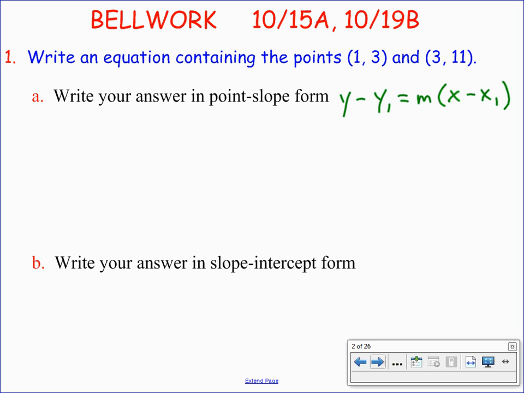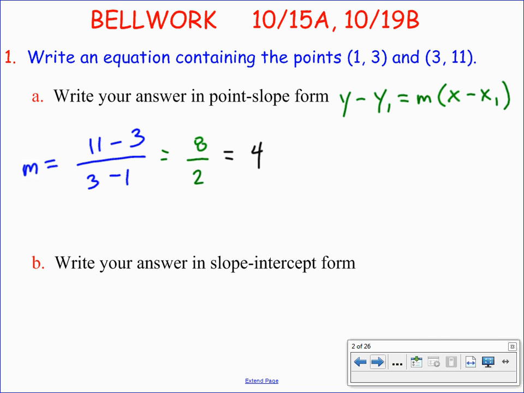equals m times quantity x minus x sub 1, and we'll go ahead and figure out our m by doing our slope calculation. So thanks for using these points, and sorry about the typo. So we simply do 11 minus 3 all over 3 minus 1. And I get 8 halves.